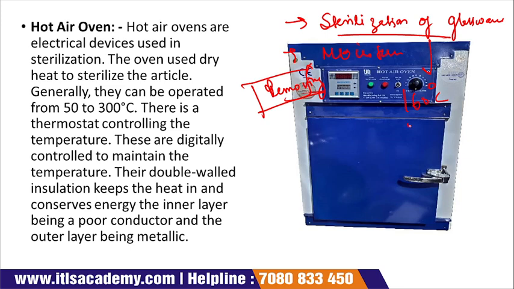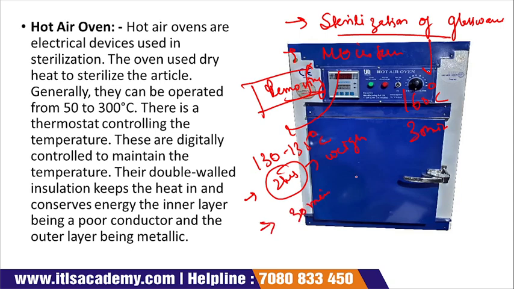If we want to sterilize the glassware, we have to set the temperature at least 160 degrees Celsius for 30 minutes, and if we want to remove the moisture, then the temperature range will be 130 to 135 degrees Celsius, and the time is about 2 hours. After 2 hours, we take the weight, and again we put the sample into the hot air oven at the same temperature and wait for 30 minutes, and again we take the weight, and this process goes on at every 30 minute interval until the weight becomes constant. This is the function of the hot air oven.